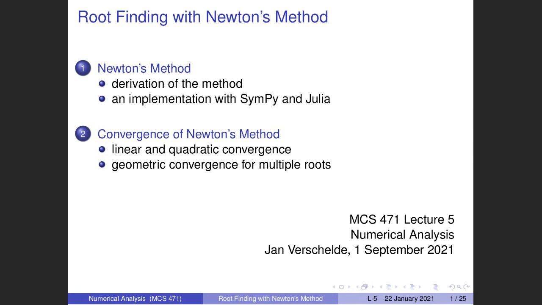So as you can see, the lecture has two parts. First we will derive the method, and we will see how to define the method in Julia. And we will define a Julia function, and the setup for this Julia function will be done with the symbolic computation package, SymPy. So in the first part, we derive Newton's method and we define the function that will allow us to do computational experiments.